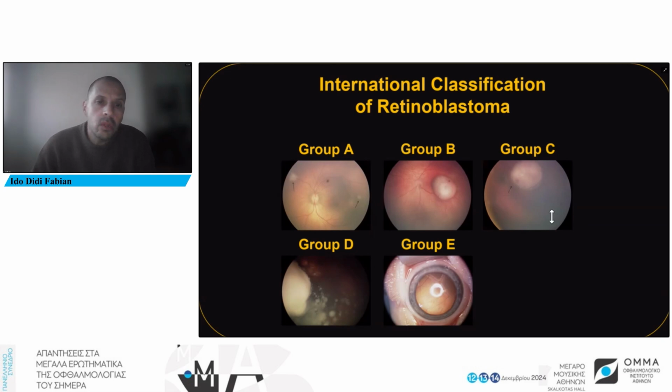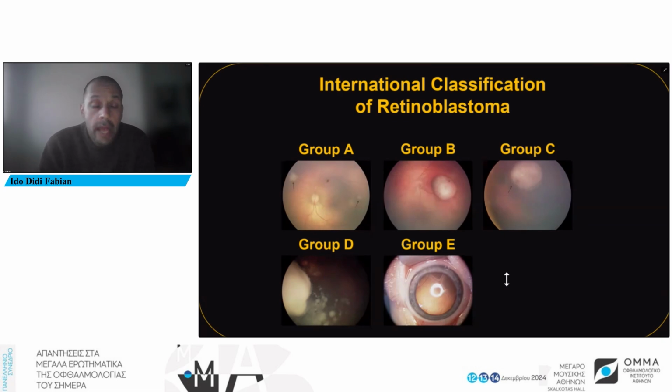C and D include retinal detachment and/or seeds, which can be found in the vitreous cavity, like in this photo, or under the retina. And Group E is advanced, still intraocular, but advanced retinoblastoma. Depending on the classification, there are about 3 or 4 classifications. It can cause elevated IOP, elevated pressure, neovascular glaucoma, and buphthalmos in extreme cases.